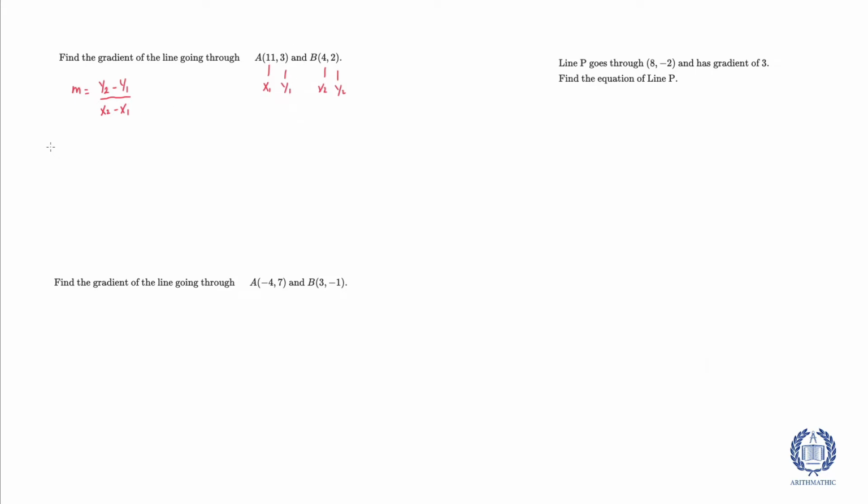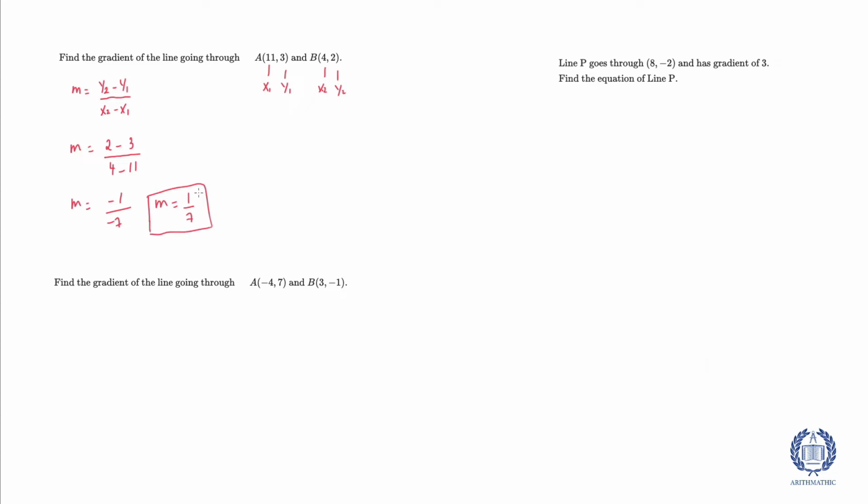All I'm going to do to find the gradient is put these values inside this formula. So y2 is 2 minus y1, which is 3, over x2, which is 4, not y2, minus x1, which is 11. If you work that out, that's minus 1 over 4 minus 11, which is minus 7. But because you've got 2 negatives, when you divide it gives you a positive. So your gradient is 1 over 7. That's how you find the gradient between 2 coordinates.